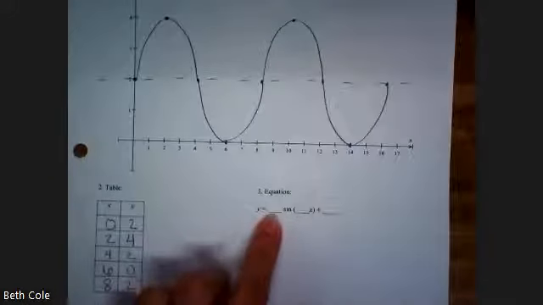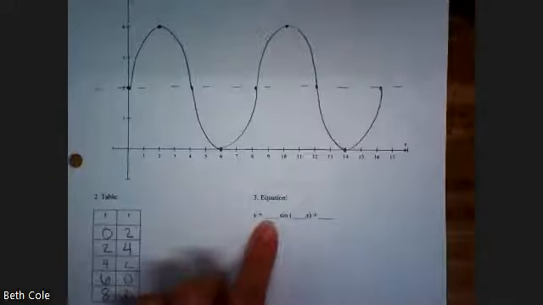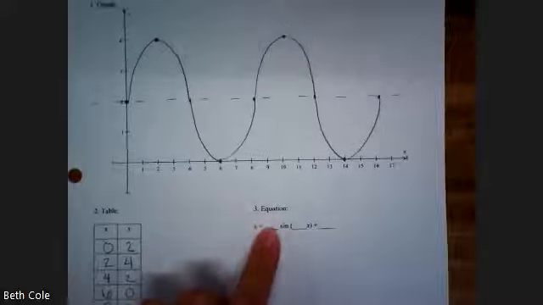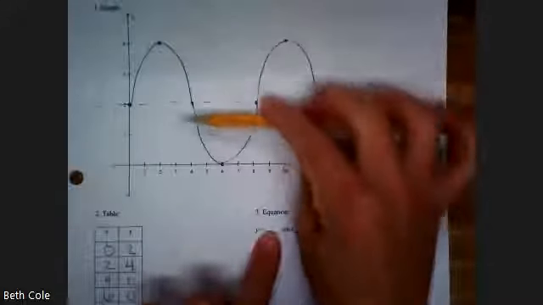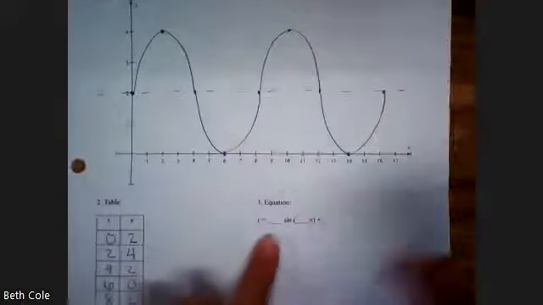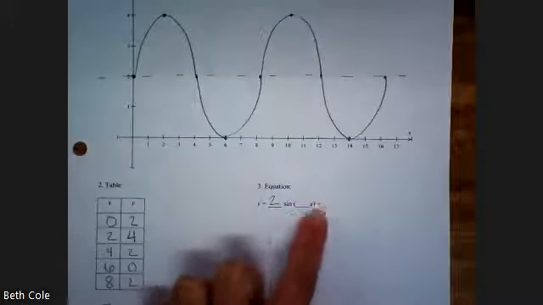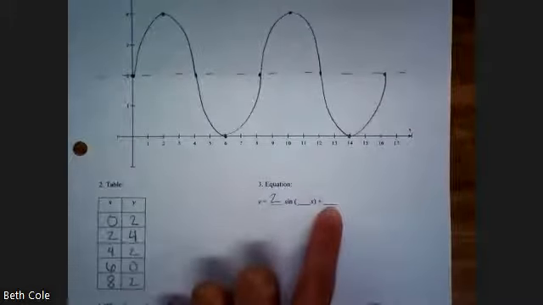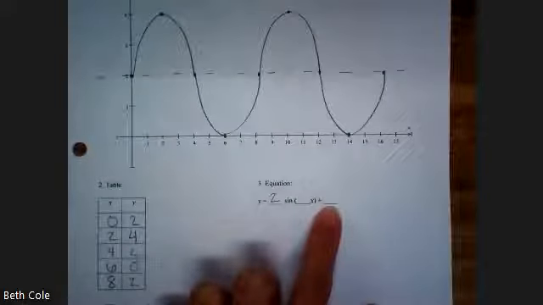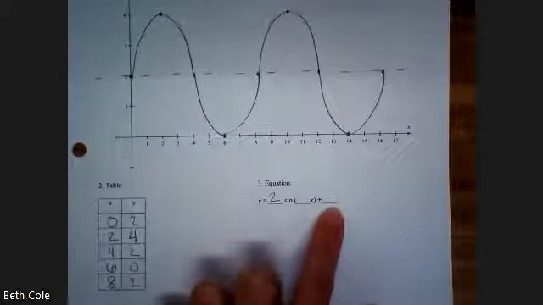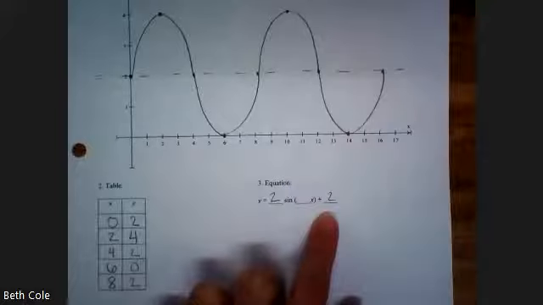So out front is the amplitude. Okay. What is going to be our amplitude? How far from that center line do we get? 2. So 2 goes out front. I'm going to come back to this because that's going to be the tougher part. And then this is your vertical translation. That's how far up or down you move that center line. We dotted it in. So what goes there? 2. Yeah, that's also 2.